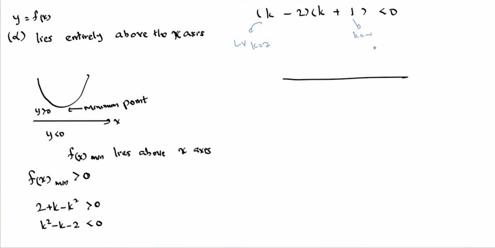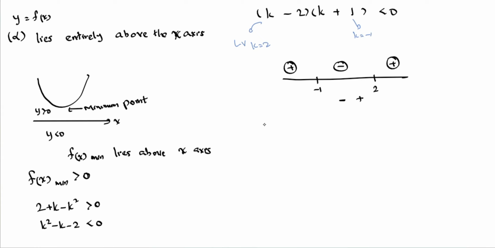Sketch the number line. k equals minus 1 is here, k equals 2 is here. Now get a number between minus 1 and 2; I will take 0. If you substitute k equals 0, then 0 minus 2 is negative, and 0 plus 1 is positive. So positive times negative is negative, which means this and this ideally should be positive. If you want, you can substitute a number and find the value as well.